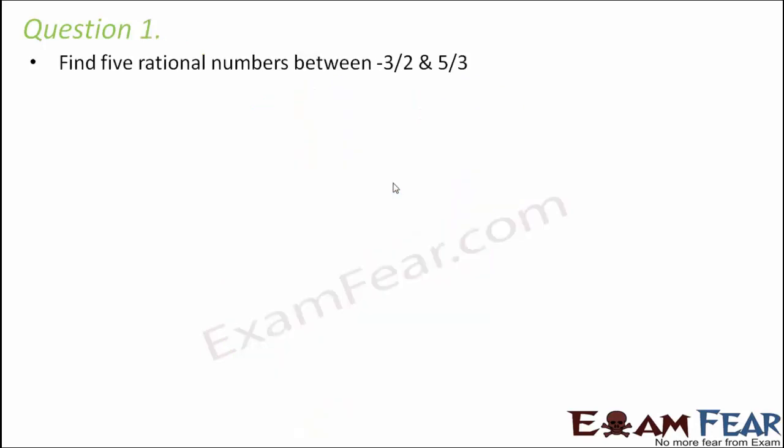So based on this alternative method of finding rational numbers between two rational numbers, let us try to solve a few questions. Find 5 rational numbers between minus 3 by 2 and 5 by 3. In this case, the value of A is given as minus 3 by 2. Value of B is given as 5 by 3. So let us say this is a number line where this is A and this is B. We have to find numbers between A and B.